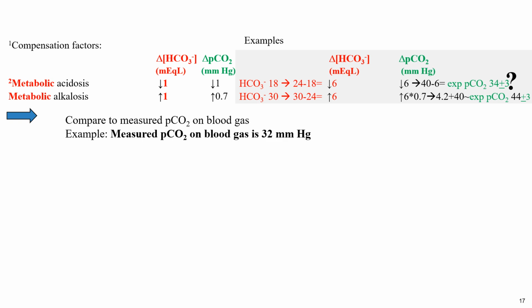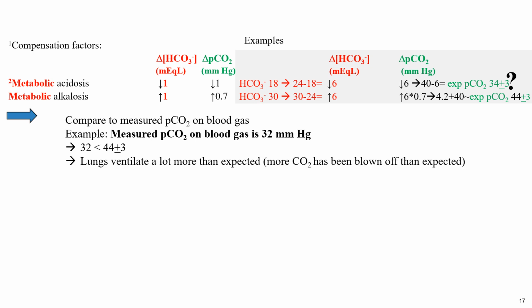What if the measured PCO2 is 32? 32 is lower than our expected value of 44 plus or minus 3. We can deduce that the lungs ventilate a lot more than expected because more CO2 has been blown off than expected. This means, for whatever reason, there is also a concurrent respiratory alkalosis. By comparing an actual measured value to an expected value, we can spot the presence of an additional acid-base process when the actual value does not match the expected value.